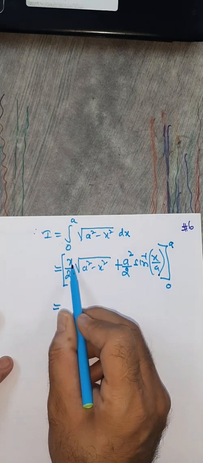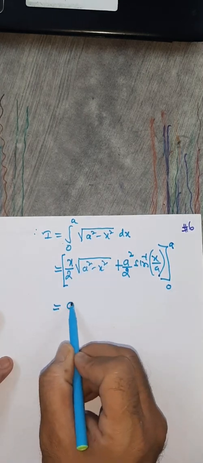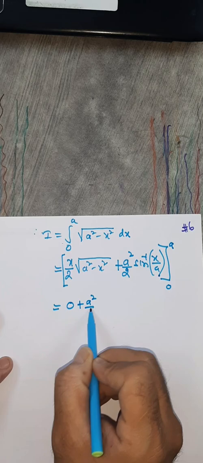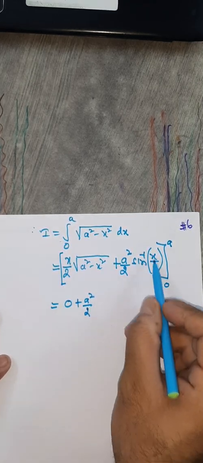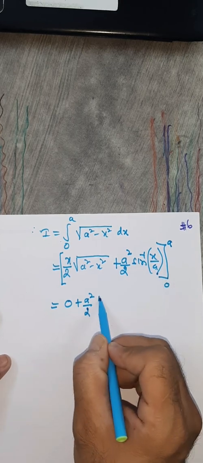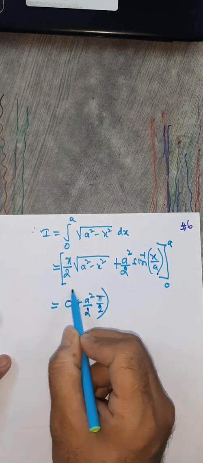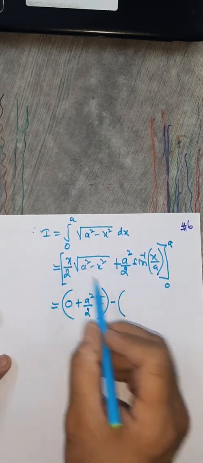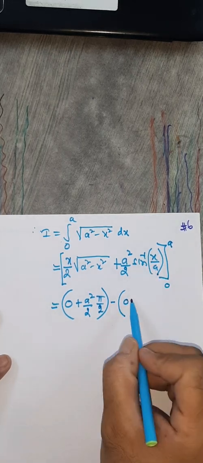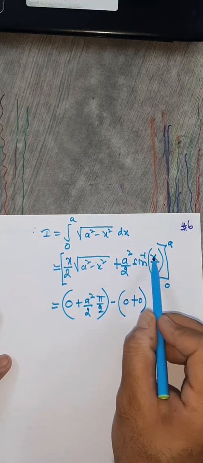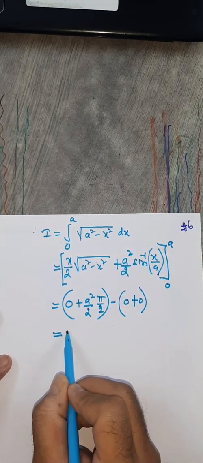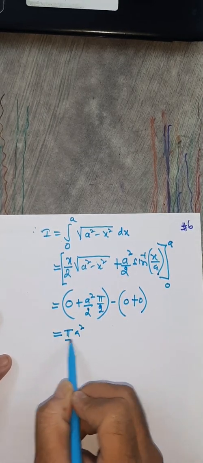Now put the upper limit, x equals a. So this will be 0, plus a square by 2, and the a will get cancelled. So this is sine inverse 1, which is pi by 2. Minus, now put 0 here, so this is 0. 0 into something is 0, and sine inverse 0 is 0. So what you are getting? Pi a square by 4.